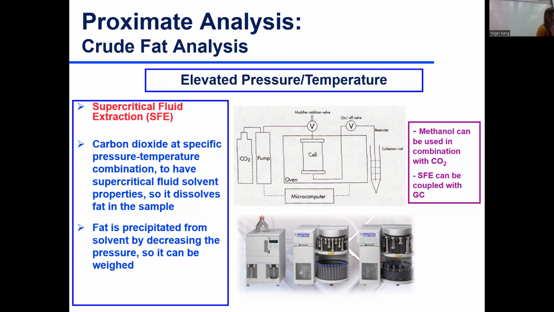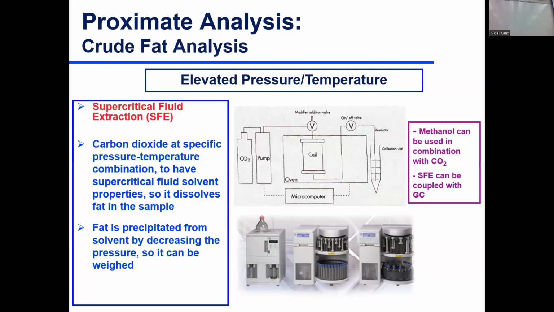Maybe because it is an expensive method, no one recommends you use it just for total crude fat estimation. But if your purpose is fat extraction and then you want to use a GC step after that to determine, I don't know, fatty acids and other lipid components, it's a good method.